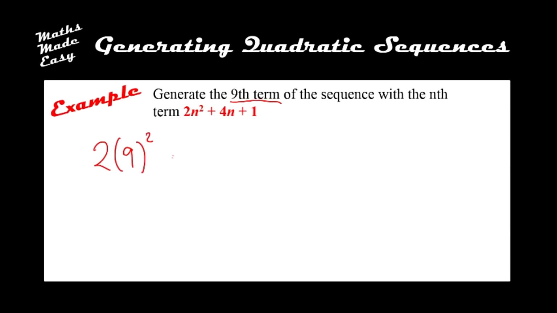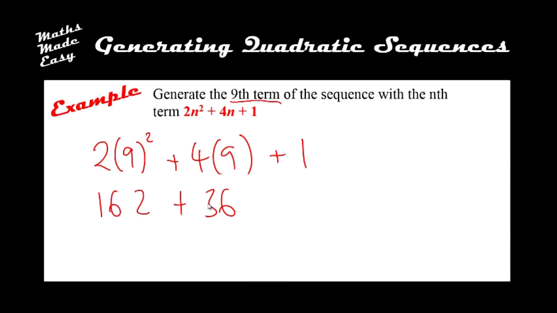So we need to do 2 lots of 9 squared plus 4 lots of 9, and then add 1 to that. So 9 squared is 81, so we're going to do 2 81s, which is 162, plus 4 9s, which is 36, and then add 1 to that. If you do all of that, you should get the answer 199. So it doesn't matter what term they ask for. They could ask for the 7th term, the 20th term, the 10th term, the 100th term, any number, whatever that is, you substitute it in to generate that term.